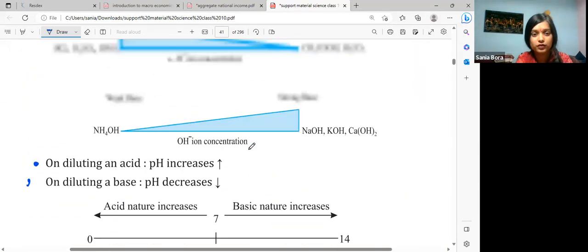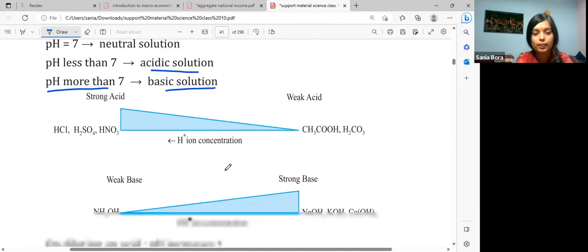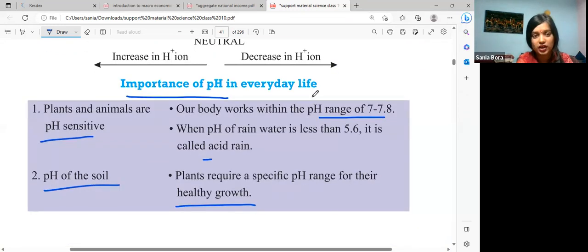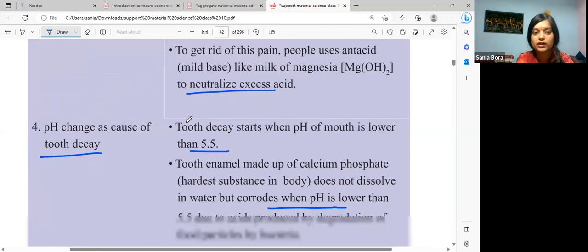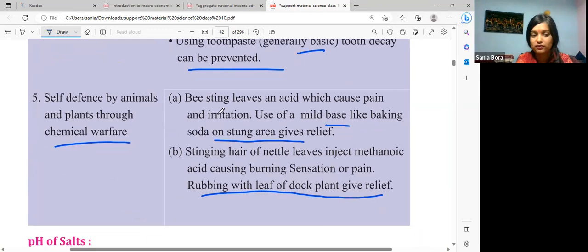Yes, ma'am. So first you will write this universal indicator, then this part, okay? Then after this, on diluting, and then importance of pH in our daily life. For animals, this is the importance, and animals include us as well. Then soil, this is important. Then the digestive system, this is important. And for this, it is important too. And for self-defense also.